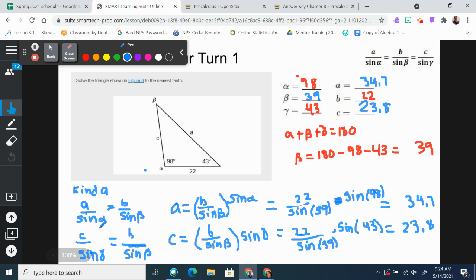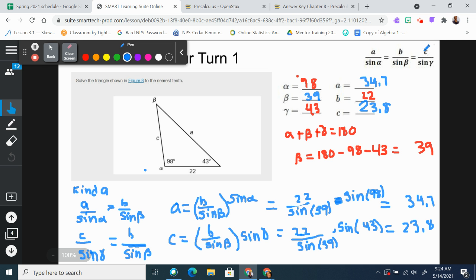I did A over sine alpha is equal to B over sine beta. And I got A by itself by multiplying both sides by sine alpha. And then after that, I substituted my numbers in, put it into my calculator, and found that side A is 34.7. So I filled this information in. And I did the same thing, or something similar, to find C.